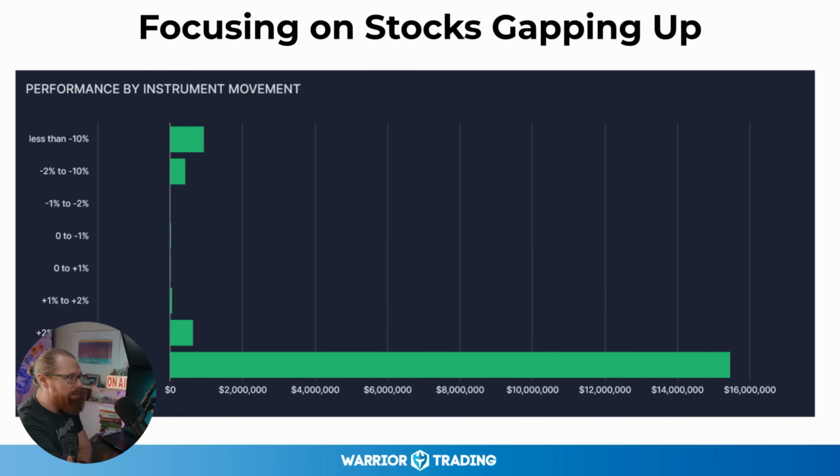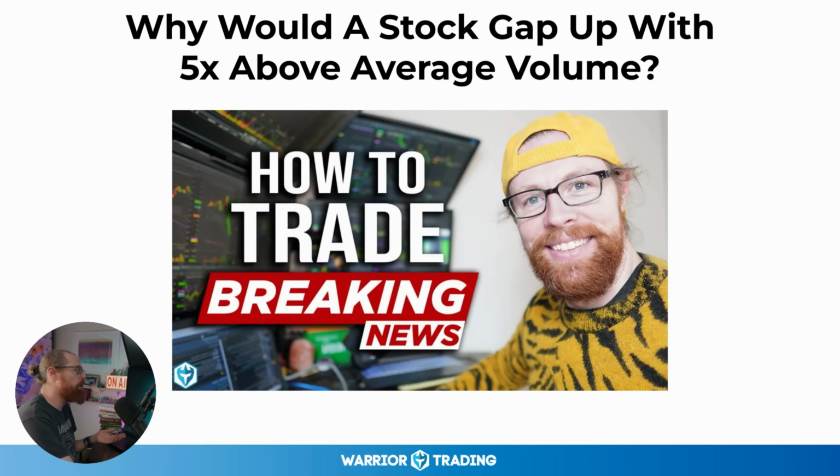Then I do the best when I'm focusing on stocks that are gapping up. A gap is when a stock moves up during the overnight or after hour pre-market trading session before the official market open at 9:30. And so gapping up essentially is another confirmation that the stock had some sort of news that was occurring overnight. So why would a stock gap up on 5 times above average volume? It's because of breaking news.